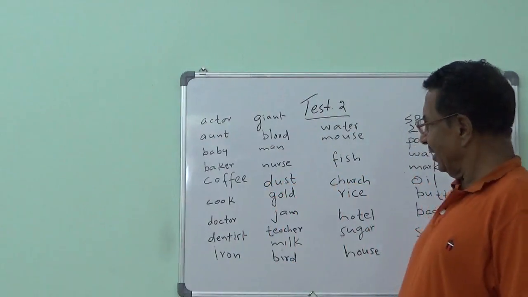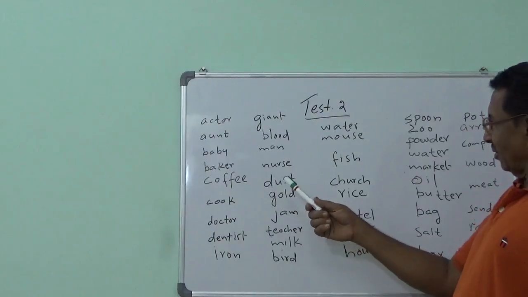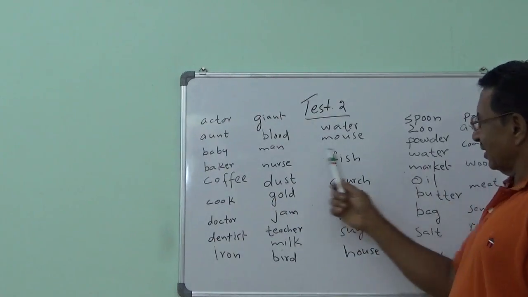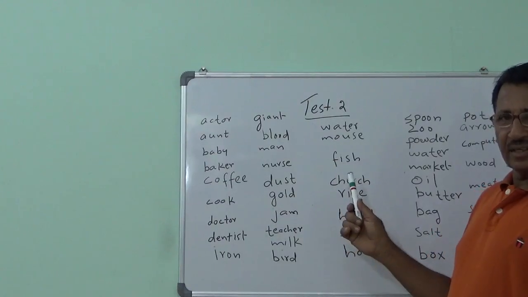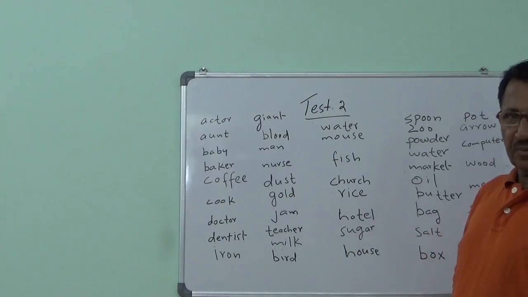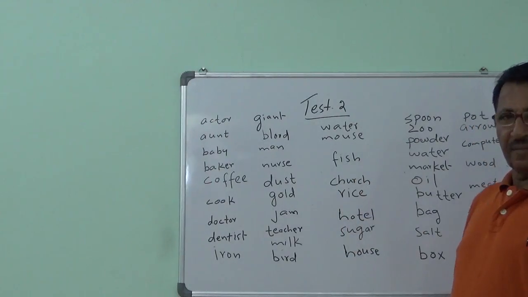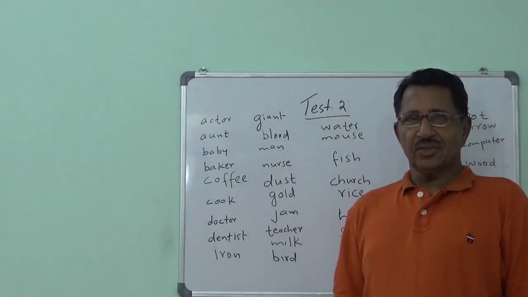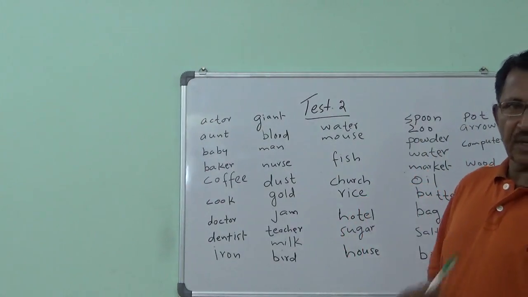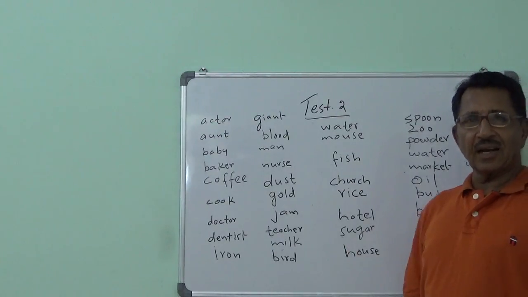Our test today is, as you can see, test 2. These are the things that I have written on the board, these words. You know what they are? They are nouns, yes. Some of these nouns are countable, and some are uncountable. So you have to tell me which one is countable and which one is uncountable.